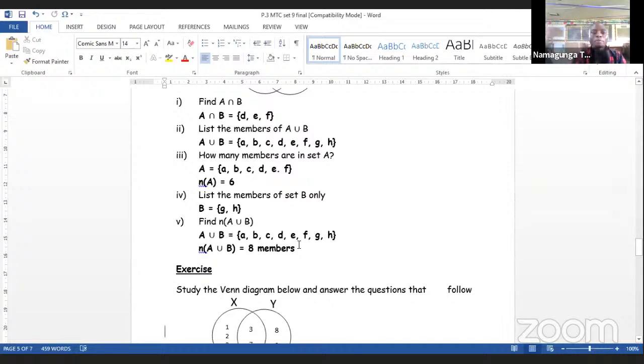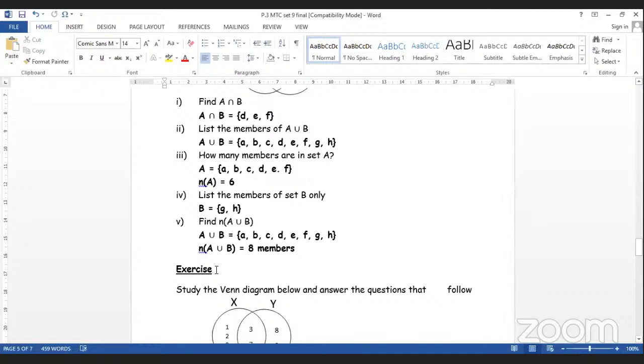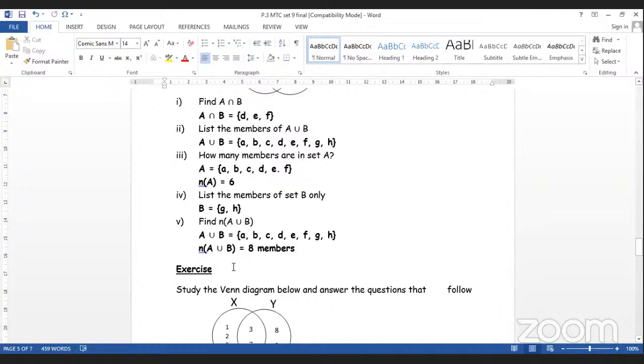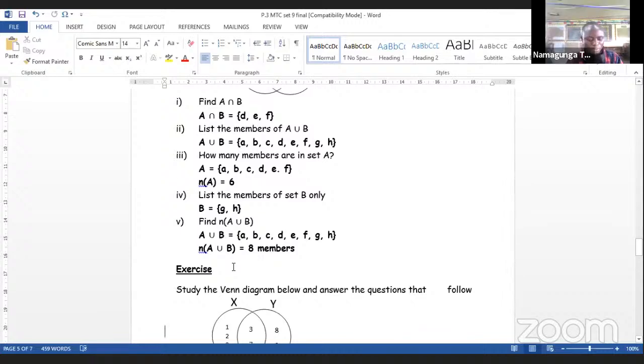Mugenyi Caroline, how many members are in set A union B? A, B, C, D, E, F, G, H. Yes, and now how many members are there? Because they're asking us here for the number of members of set A union B. A union B, 8 members. There are 8 members. Great girl.